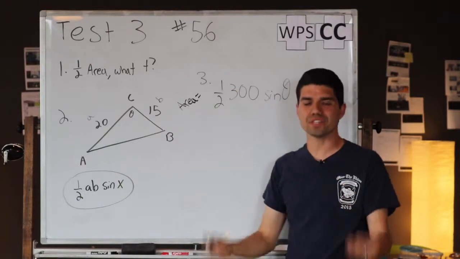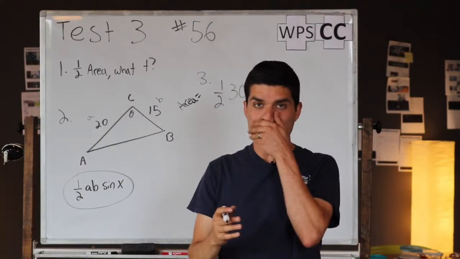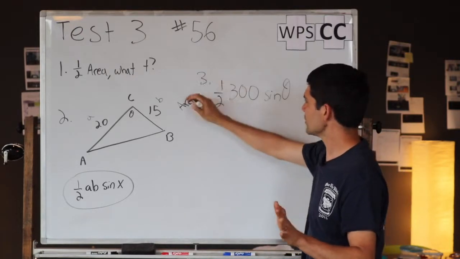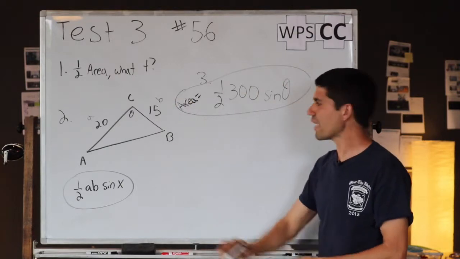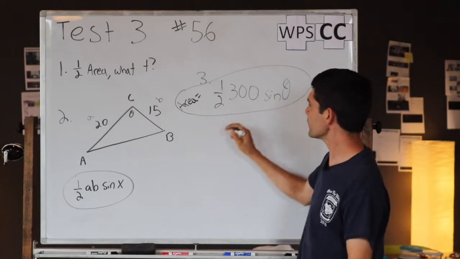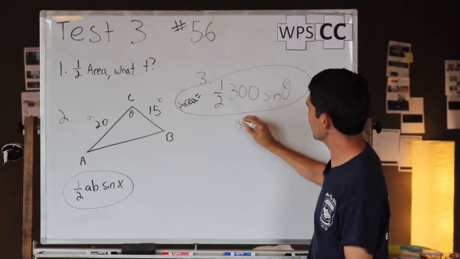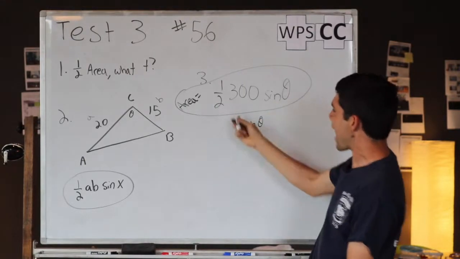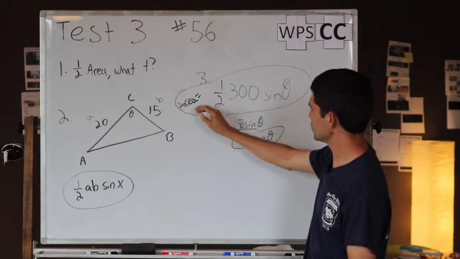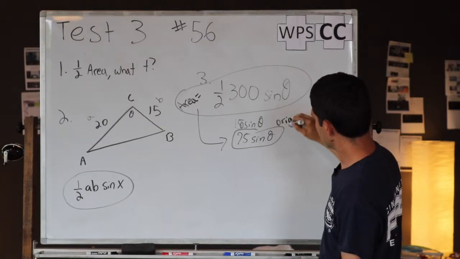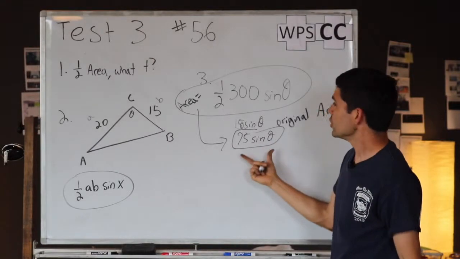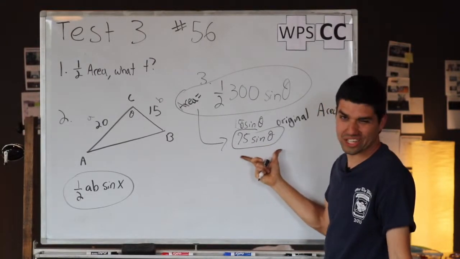You're like, how can I know what half of it is? Well, that's a really good question. Let's just see what happens. Let's keep it there in the back of our mind. We know this is what the area is. And so half of this, we have 150 sine theta, half of this is 75 sine theta, right? So I've reduced the original area.